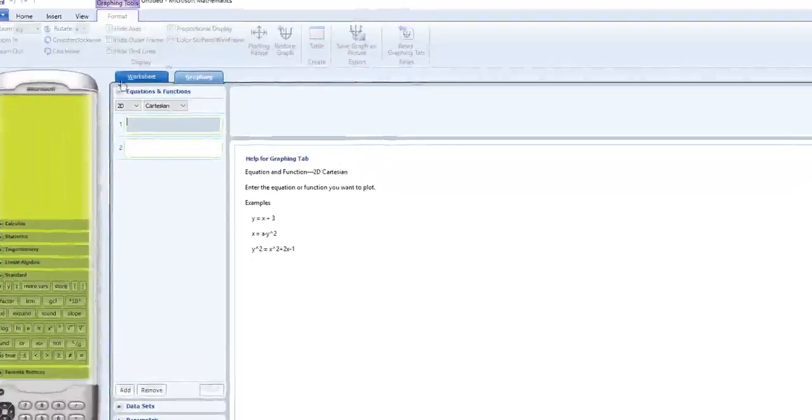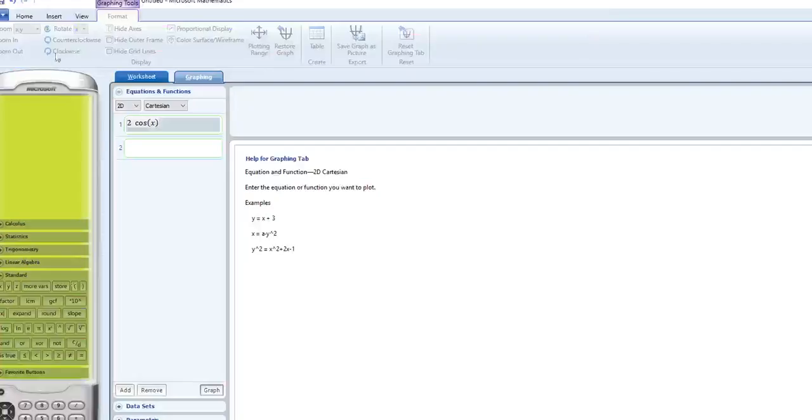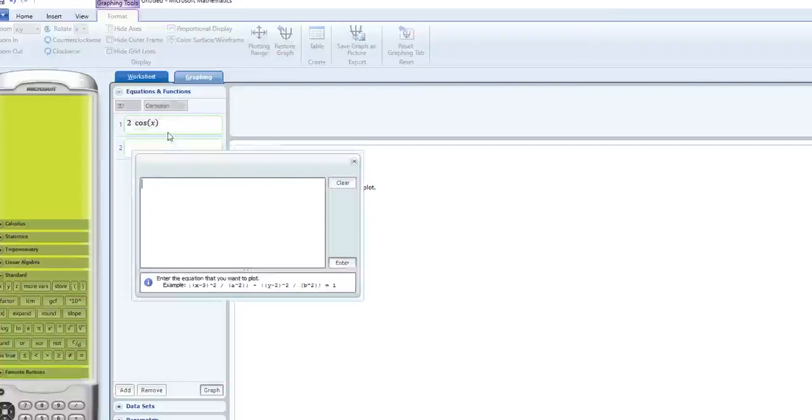So let's plot our graphs again. The first one was, where is it now? Our first graph was 2 cos x. Our second graph was 3 sine x minus 2.